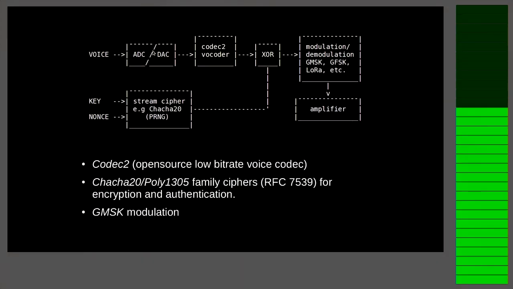Here is the general model that is the base of our prototypes. Three things to pay attention to here. For the digital encryption of the voice, we use Codec 2. This is an encoder with a low bitrate and is open source. Secondly, the data is encrypted and authenticated with ChaCha20 and Poly1305 from D. J. Bernstein, and an RFC exists for this.